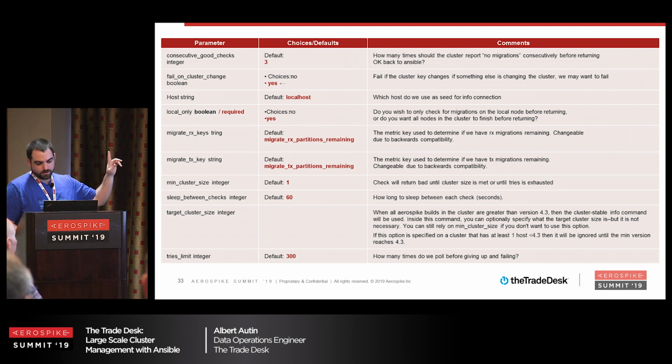All right. Migrate RX keystring and TX keystring. These are just the default statistics that we monitor. The Aerospike reports if you have migrations incoming or outgoing. And just for crazy backwards compatibility, and because Aerospike likes to rename things sometimes because they're mean, you can pass those in.